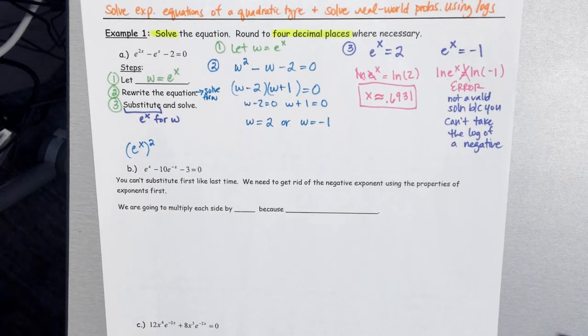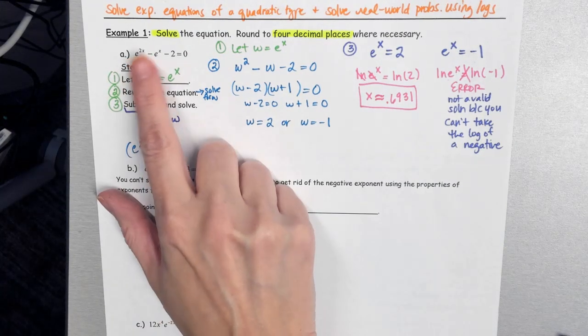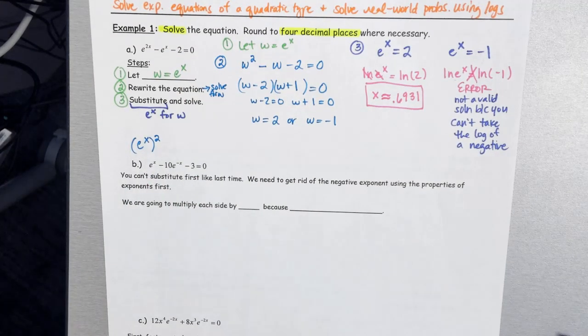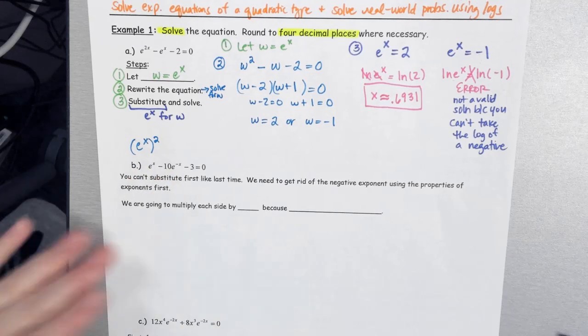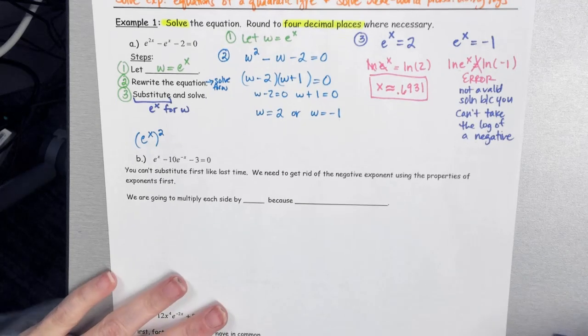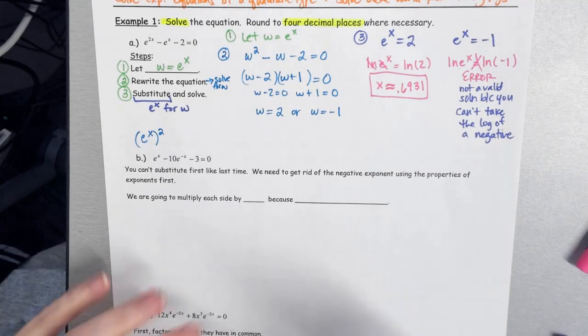Okay, but B is a little bit different. So notice in part A, you have the 2x and then the x. You can't substitute like last time because we don't have like the 2x and then x format. So we have to get rid of the negative exponent using the properties of exponents first. So we're going to multiply each side by e to the x.